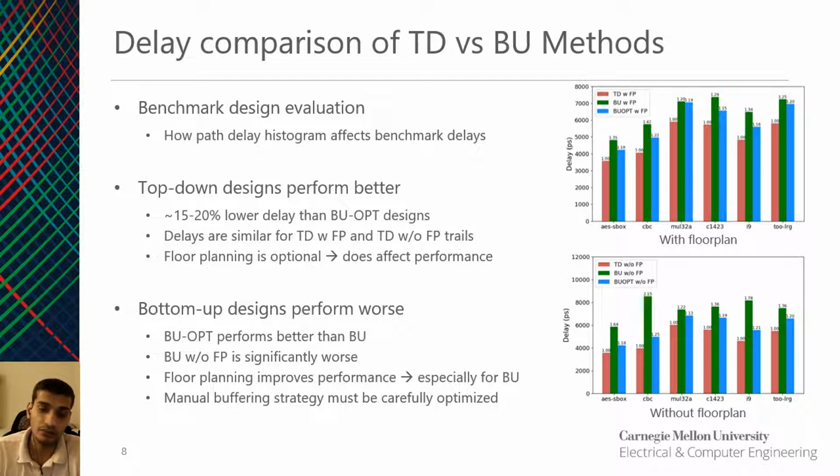If we consider the bottom-up designs, the BU opt designs marked in blue consistently perform better than the BU designs marked in green. Moreover, the BU without FP designs perform significantly worse compared to BU with FP designs. Therefore, we can see that floor planning improves performance, especially on BU fabrics. This shows that a manual buffering strategy must be carefully optimized for bottom-up designs.